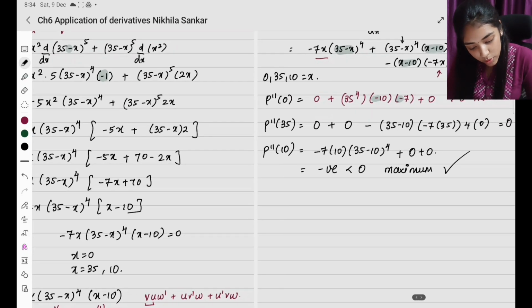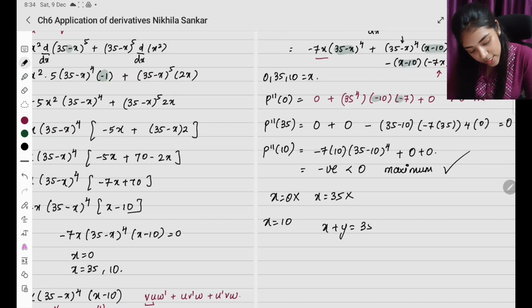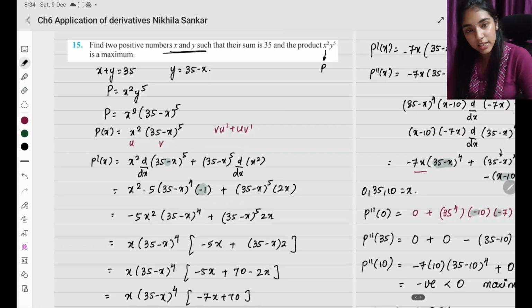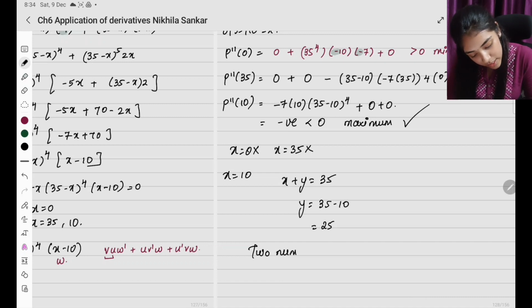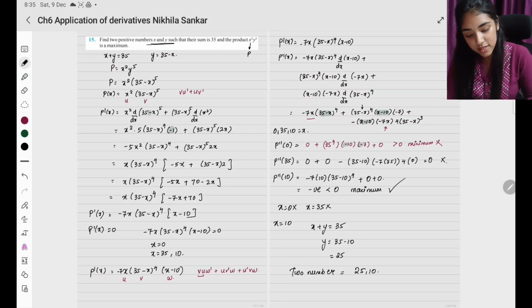So I have to rule out x equals 0 and x equals 35. So my value of x is going to be 10. So I know that x plus y equals 35 from my first relation. Correct? x plus y equals 35. So from that I can find my value of y, which is 35 minus 10, 25. So my two numbers for which the product is maximum are 25 and 10. So this is my answer. Okay, please copy.